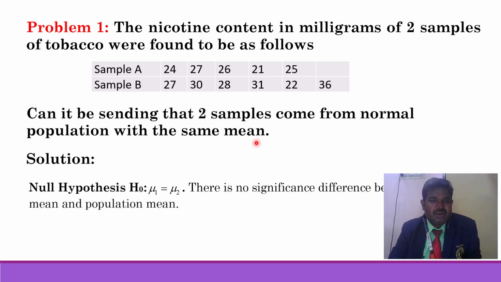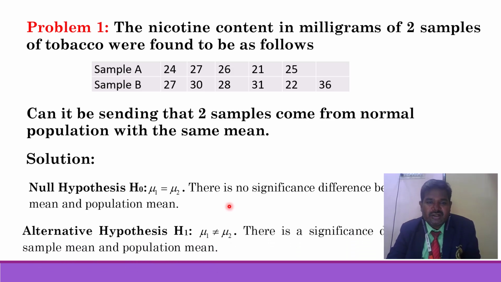Solution we will see now. First we have to choose the null hypothesis, which means that both are the same. That is, the two samples come from normal populations with the same mean, so mu1 equals mu2. There is no significant difference between the means. The alternative hypothesis we choose is H1: mu1 is not equal to mu2, so there is some significant difference, which means both are not the same.